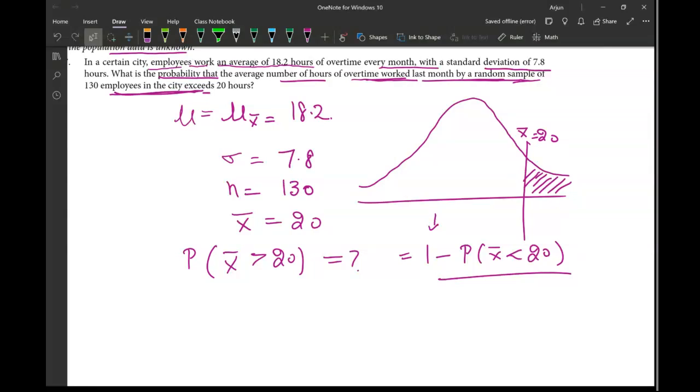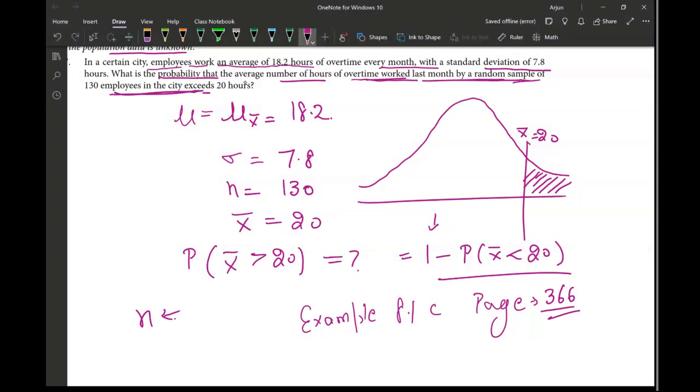It is example 8.1c on page number 366, where you have to find the n value, meaning the sample size.